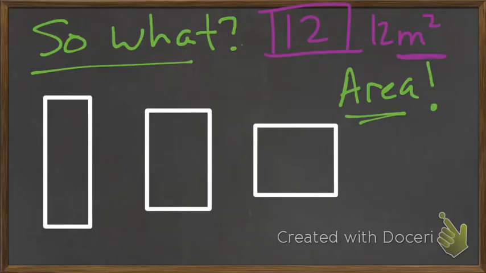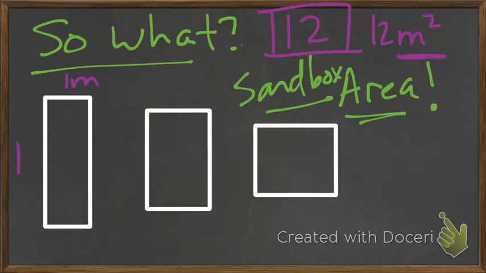Area of what? Well, say we were creating a sandbox. We know we're making a sandbox, and we want our sandbox to be 12 square meters. We have to think about what measurements will make that. We could have a sandbox that is 1 meter by 12 meters. That's more of a sand rectangle. We could have one that is 2 meters by 6 meters. That's a bit better, I guess. Or we could have one that is 3 meters by 4 meters. Now this is probably the most boxy looking sandbox right here. This is the one we are going to go with.